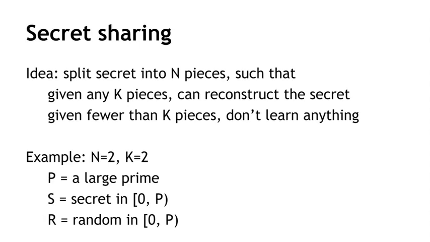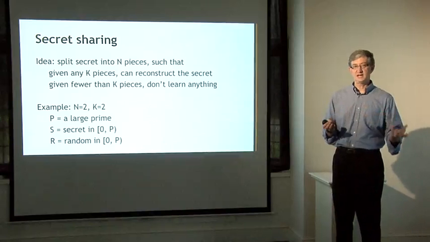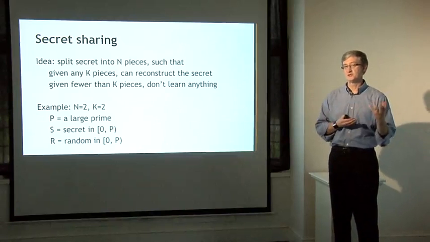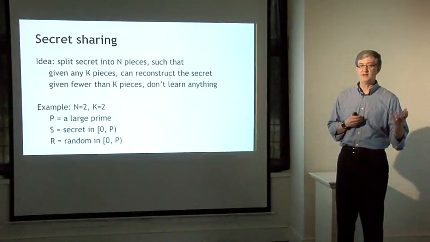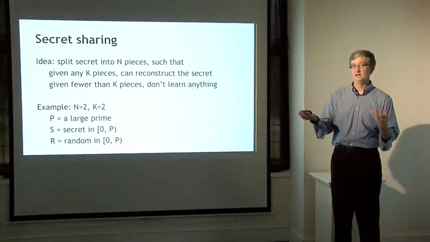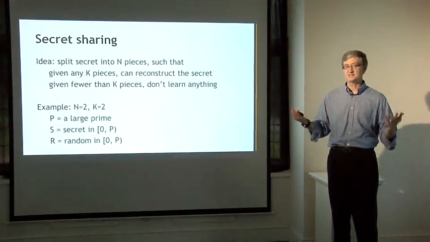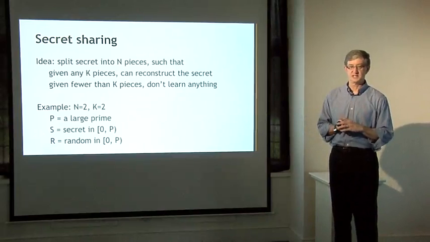The idea is we're going to take some secret, in our case a secret key, and we're going to divide it up into some number n of pieces. And we're going to do that in such a way that if we're given any k of those pieces, then we'll be able to reconstruct the original secret. But if we're given fewer than k pieces, then we won't be able to learn anything about the original secret. So for example, we might have n equals 2 and k equals 2. That means we're dividing the secret into two pieces, and you need both pieces to put them together.